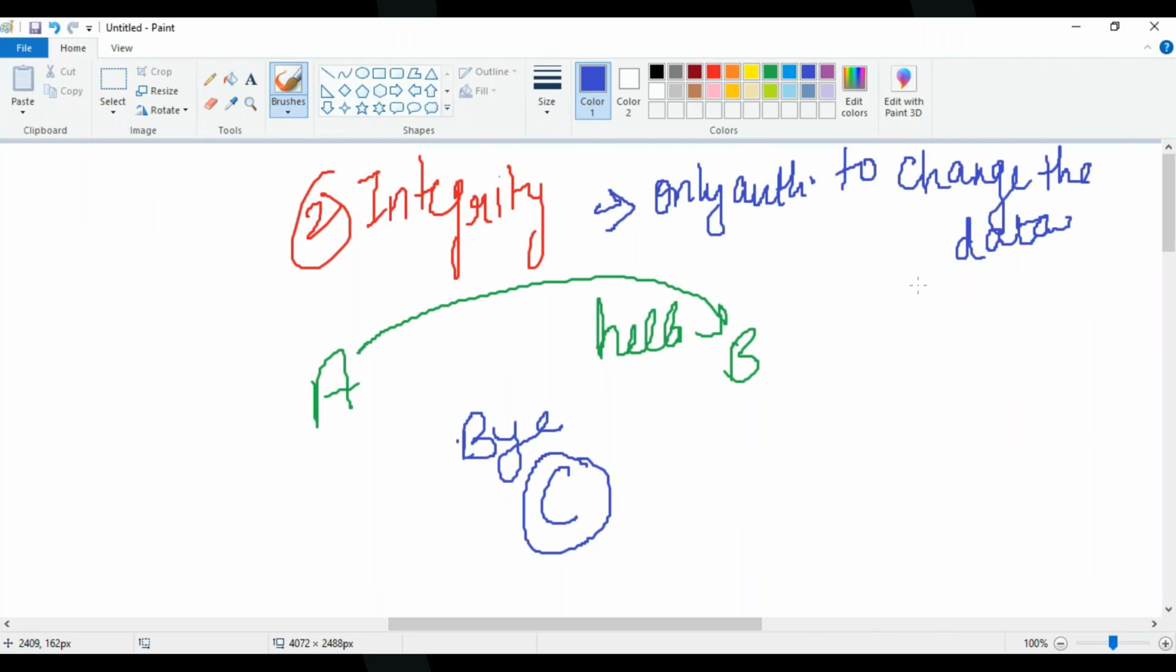So how you can maintain this, that only the authorized person can change the data? By encryption you're ensuring that only authorized person can have access. How will you ensure the integrity, that only authorized person can make the changes? Any guess?